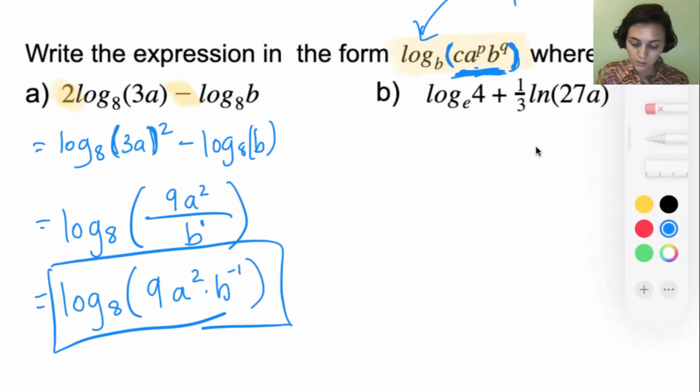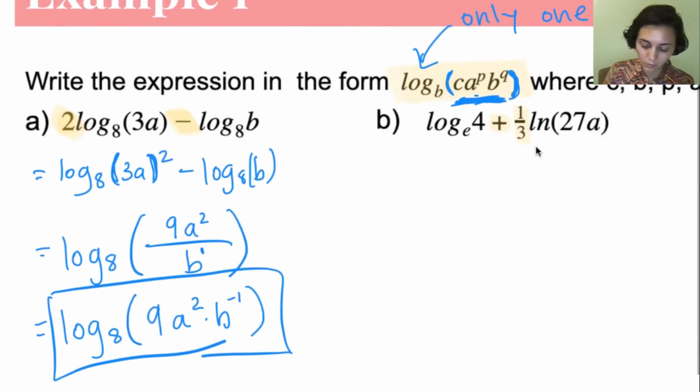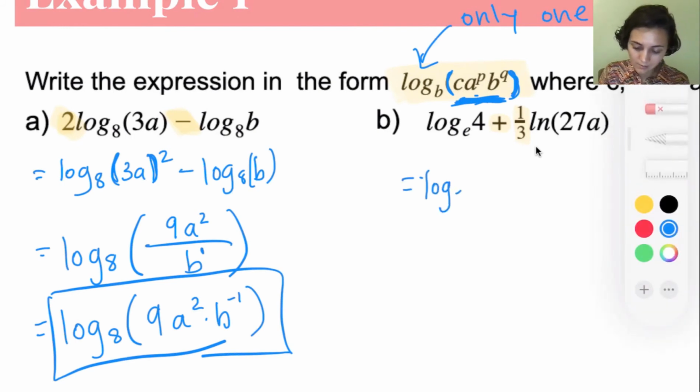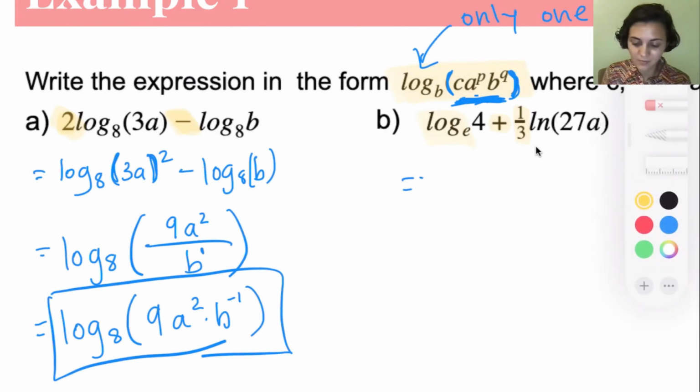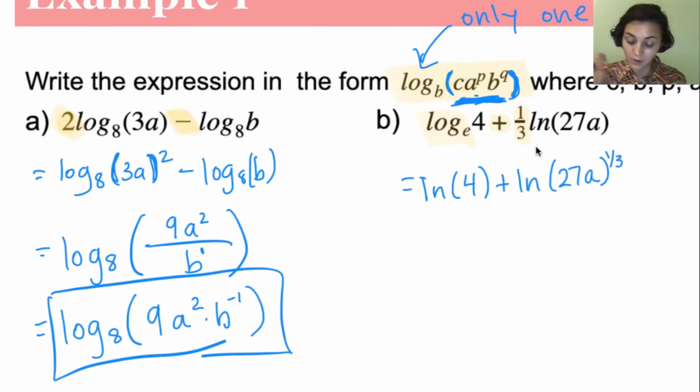Cool. Part B, very similar. I see I'm going to have to use my product rule and my power rule again. So I'll start off just using the power rule. Also, I see that I have a log base e. So instead of writing log base e, I'll write ln. So I'll write ln of 4 plus ln of 27a to the 1/3 power.